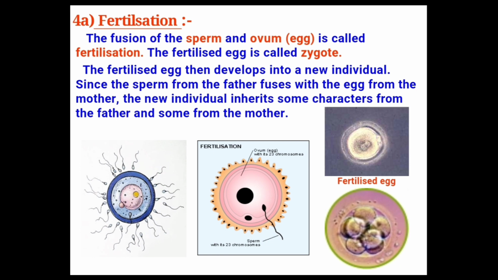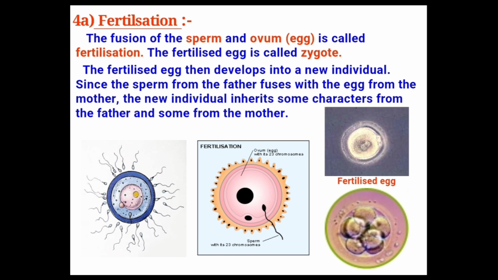So as you can see, the fertilized egg then develops into a new individual. Since the sperm from the father fuses with the egg from the mother, the new individual inherits some characters from the father and some from the mother. So through the picture you can see the process of fertilization, right?